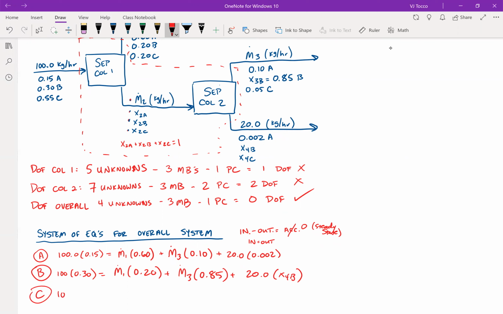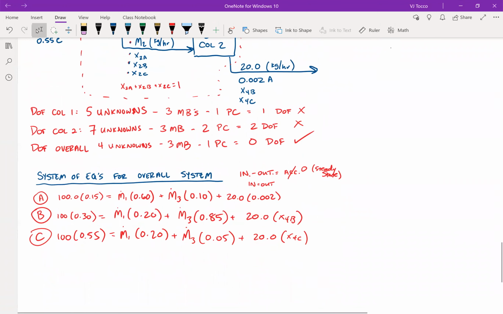Let's try C. 100 times 0.55 is equal to M1 times 0.20 plus M3 times 0.05 plus 20.0 times X4C. Same problem here, 3 unknowns in 1 equation. Now at this point, I could look at the system of 3 equations and say that, well, I have 3 equations in the entire system, I can go ahead and solve. Actually, no, that's not true. I don't have the same 3 unknowns. X4B is different than X4C.